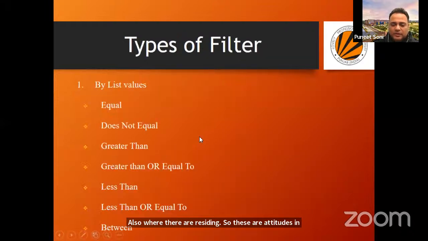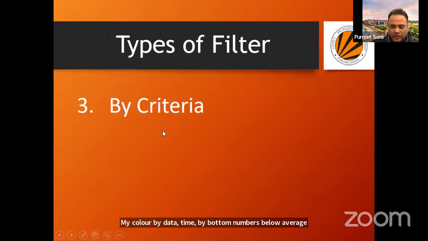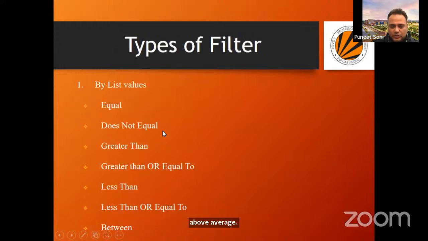So what are the types of filter? Filter can be done by the list of values, which is equal to, does not equal to. We can filter out the values greater than or greater than equal to, less than equal to, between the values. By the types of filter, by color, by date or time, by bottom numbers, below average, above average. We can do side by side also, and by our criteria. So firstly, we'll move to the list of values.